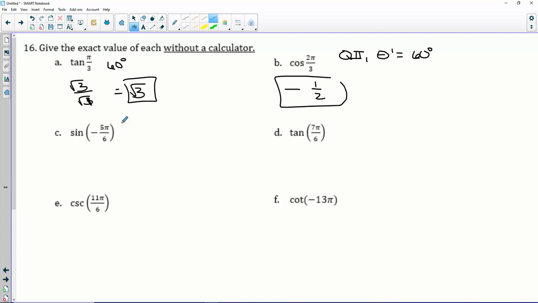Okay, if it's a negative angle, you have to add 2 pi first. So if you have negative 5 pi over 6, 2 would be like 12 over 6. So negative 5 pi over 6 plus 12 over 6 would be 7 pi over 6. What quadrant is 7 pi over 6?